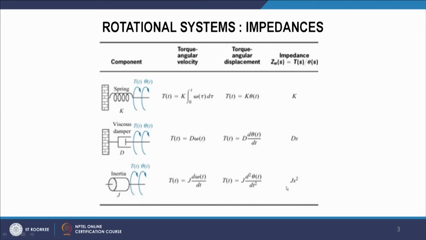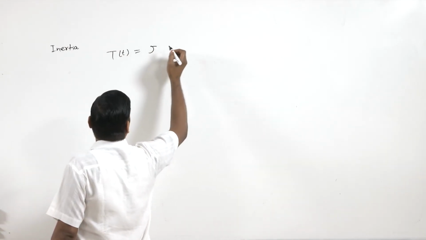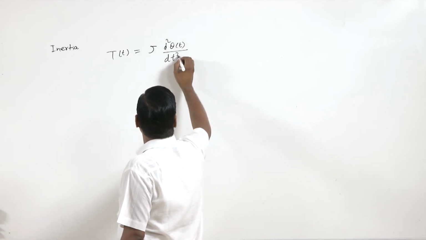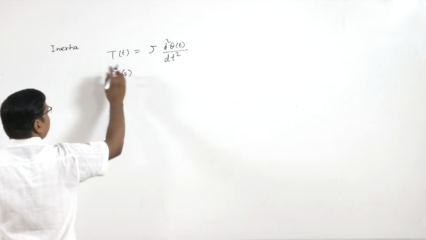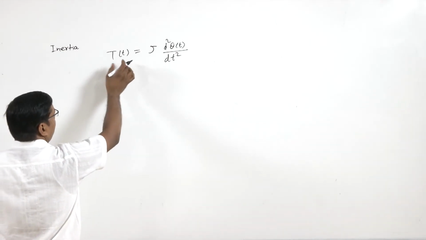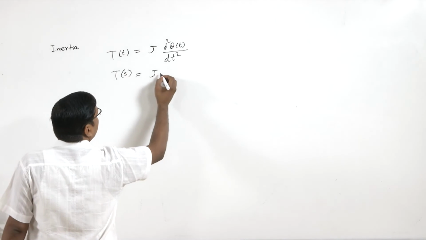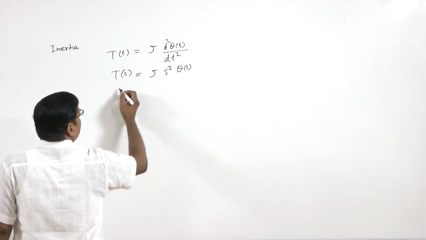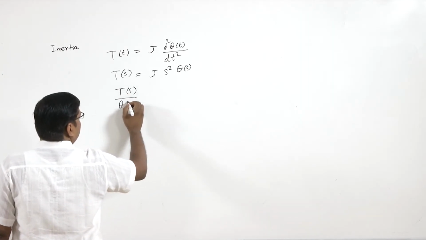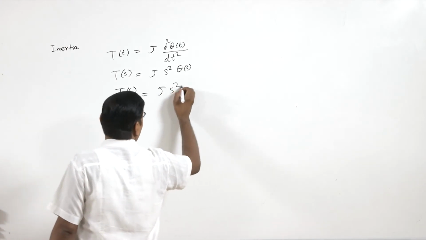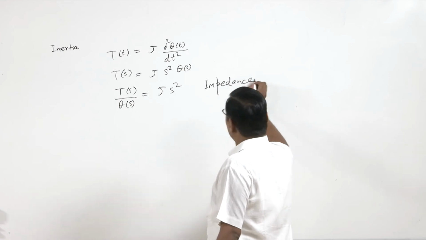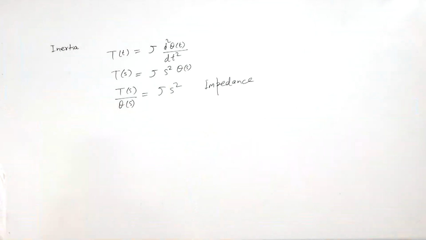So here torque equal to J into d square theta by dt square. So here we take the Laplace transform, so T S equal to J into S square into theta S. So T S by theta S equal to J S square. This is called the impedance of the inertia.